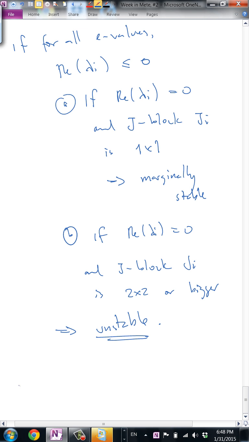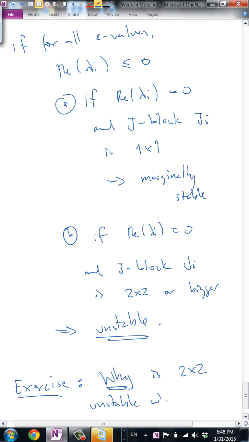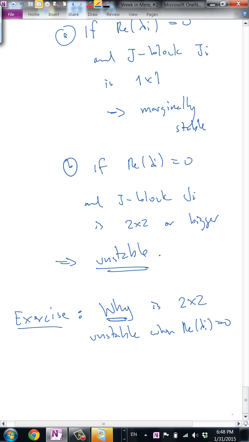So I'll just leave you with this exercise, which is to understand our discussion in class as to why a 2 by 2 block is unstable when the real part of lambda i is equal to 0, but a 1 by 1 would be marginally stable. So why is that?